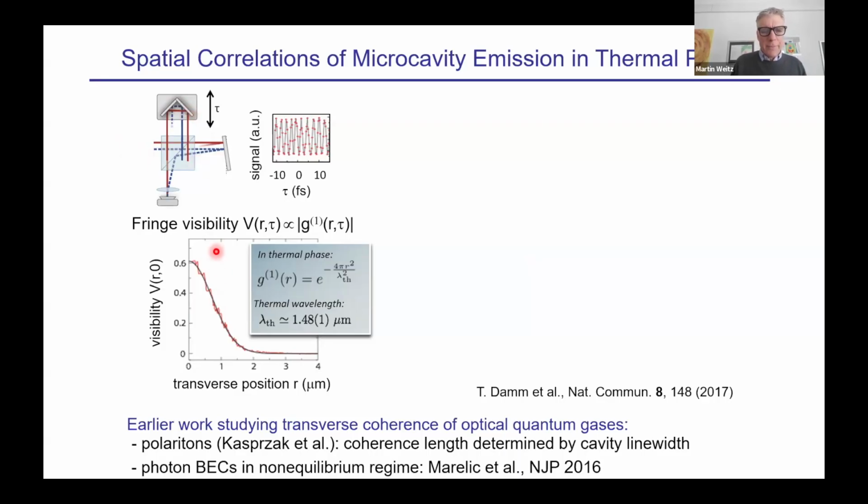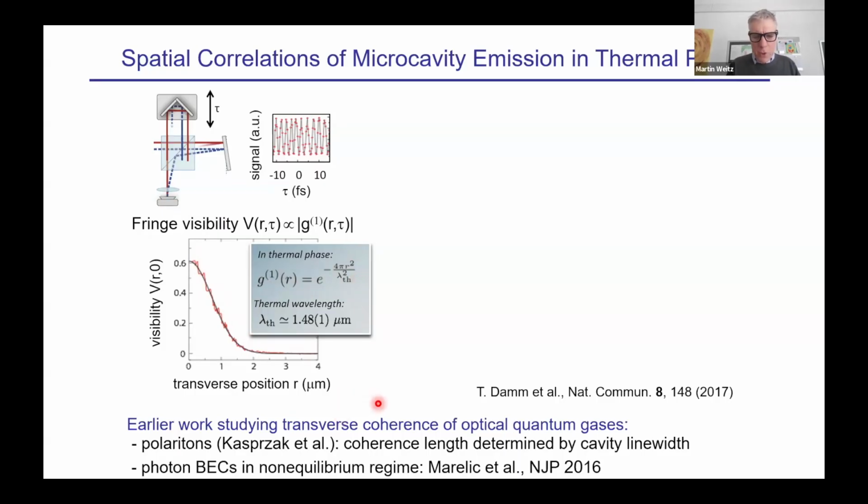And what you see here is the fringe visibility, so these are interference patterns, and as a function of transverse position, one can determine the fringe visibility with this camera. And in this way, we measure the first order correlation function. And you see that this experimental data can be relatively nicely fitted with a Gaussian, proportional to the radius squared divided by the thermal wavelength. And this way we can determine the thermal wavelength, which is 1.48 microns.